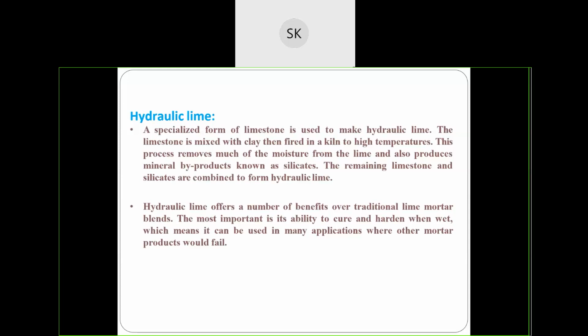So basically, hydraulic lime may be used in your hydraulic structures, big dams, and big structures where crude oil is handled. You must have seen some refinery structures over the sea or ocean. There, hydraulic lime is used.